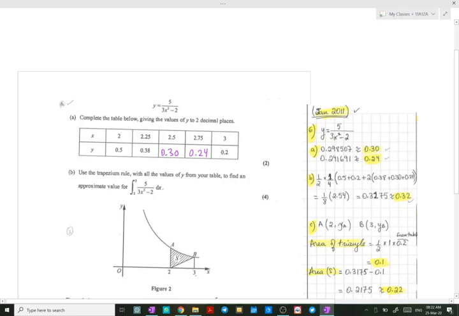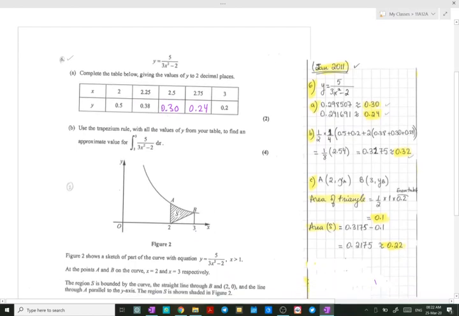In part B, use the trapezium rule with all the values of y from your table to find an approximation for the value of the integration bounded between 3 and 2 of y. So we are actually finding the value of the integration which is bounded between x equals 2 and x equals 3. This is what we are actually finding the approximation of. So you have to be careful because we're going to use that later.